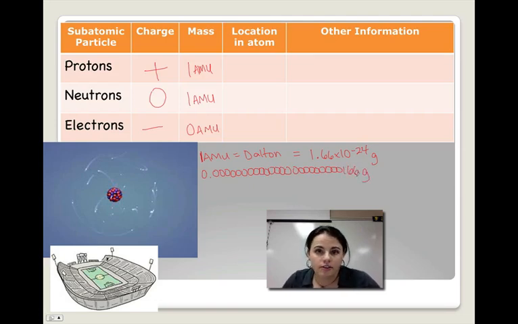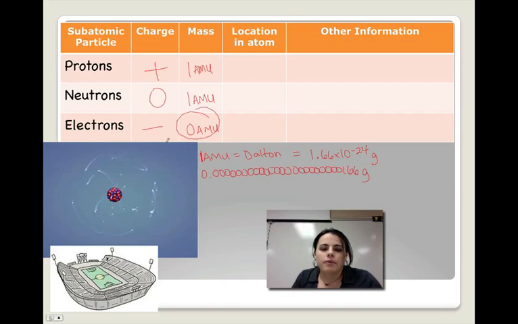And now my hand hurts. So they're really small. Okay? And that's what 1 AMU stands for, this number right here. Okay? But nobody ever wants to use this number. That's why we designate it as an atomic mass unit.